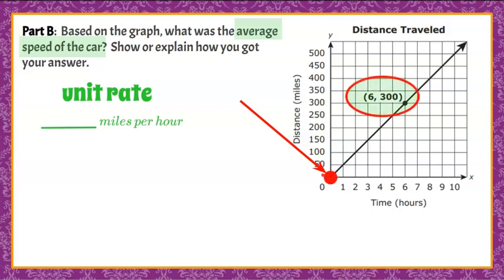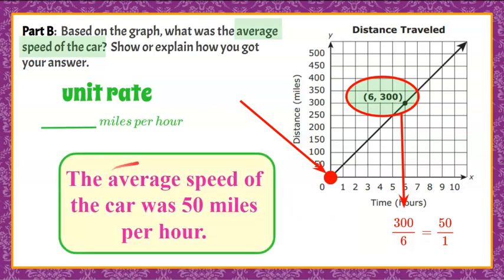So when we look at this proportional relationship, we're given this one ordered pair. And if we write that in miles per hour, right here, that's 300 miles in 6 hours. If we divide 300 by 6, we get 50. Or 50 over 1, which means 50 miles in 1 hour, which is our unit rate. So we can say that the average speed of the car was 50 miles per hour.